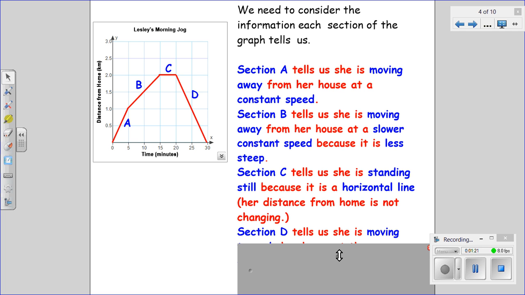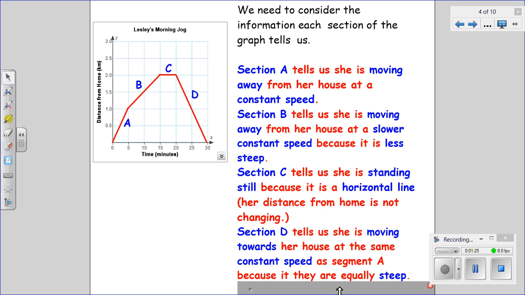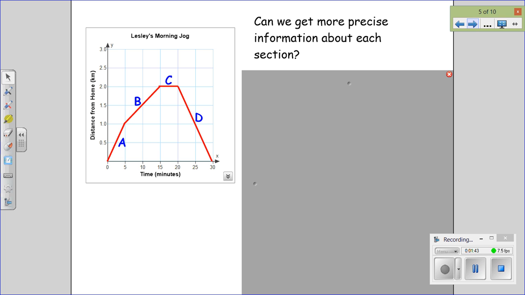Part D tells us she's moving back towards the house because her distance is decreasing. And if we look, it looks like we're covering the same distance in the same time span as we did in section A, so the speed is now the same. Okay, both those lines A and D are equally steep, but in opposite directions. Can we get more precise information about each section?